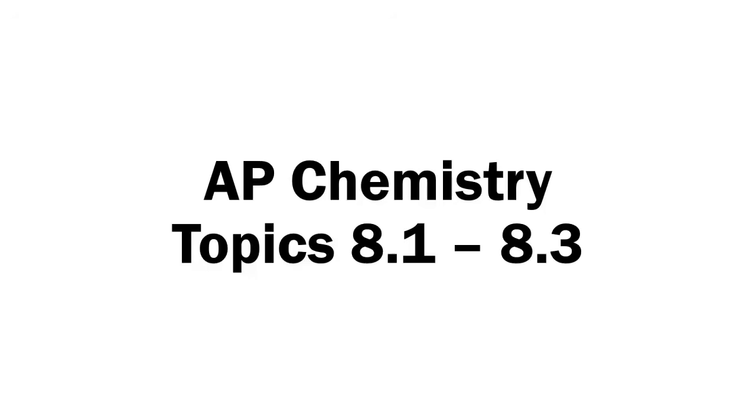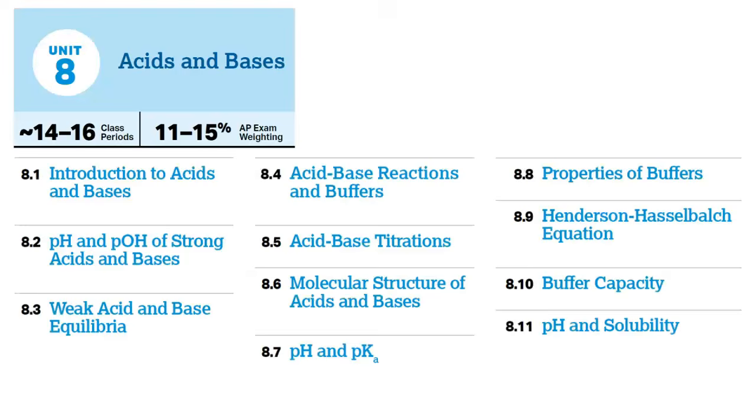These are the answers to the AP Chemistry packet that covers topics 8.1 to 8.3. On this slide, you can see Unit 8 at a glance. Unit 8 is entitled Acids and Bases. In this video, we will take a look at topic 8.1, Introduction to Acids and Bases, topic 8.2, pH and pOH of strong acids and bases, and topic 8.3, weak acid and base equilibria.